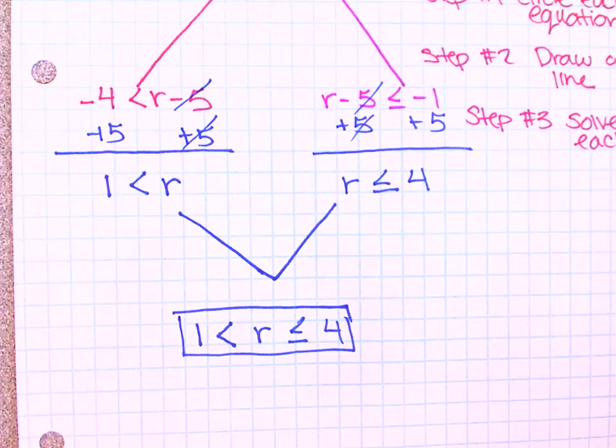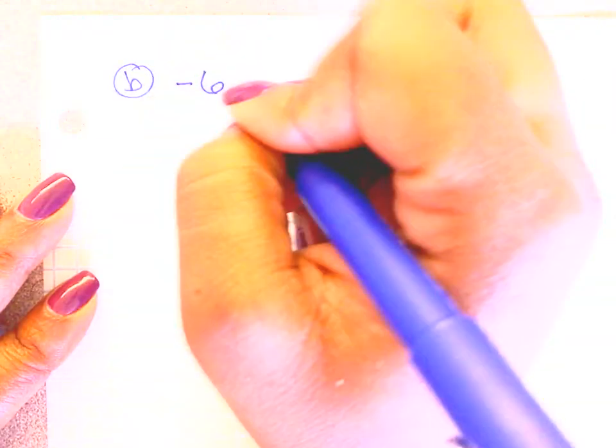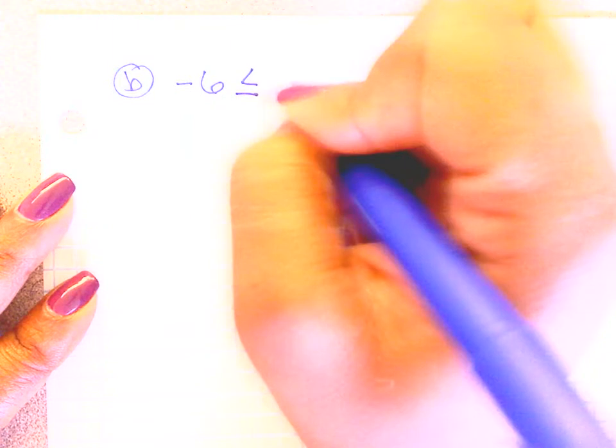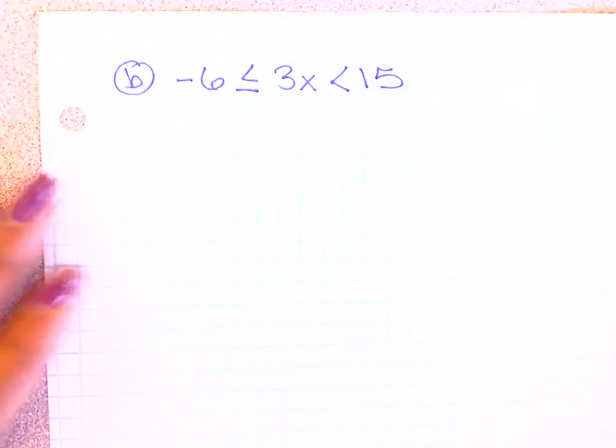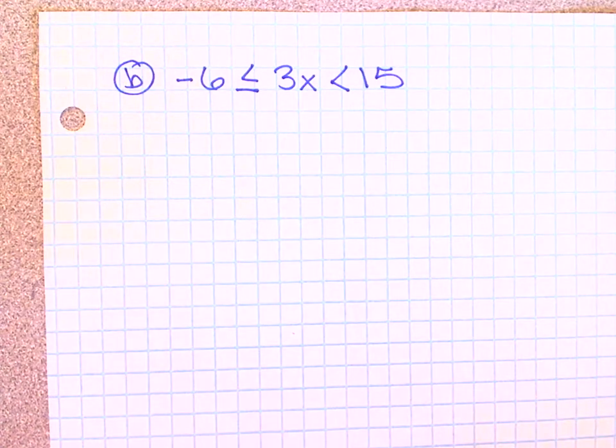Once you've written that down, all right, let's try another one of those. We'll move a little faster. Negative 6 is less than or equal to 3x, which is less than 15. Write that down.